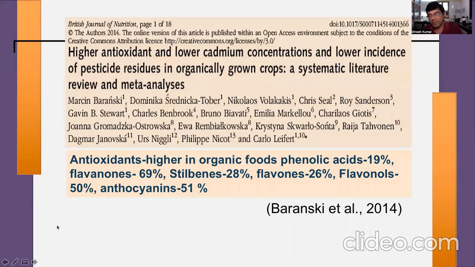Now see antioxidants. There may be some debate, some controversy, or no consensus on minerals or fats or proteins, but almost all the scientists, all the people involved in organic farming, agree that organic products are rich in antioxidants. I have seen no paper where you will find that antioxidant levels are equal in conventional and organic products. Antioxidants are higher in organic products, on average about 50% higher in organic food compared to chemical food, where chemical means conventional food.